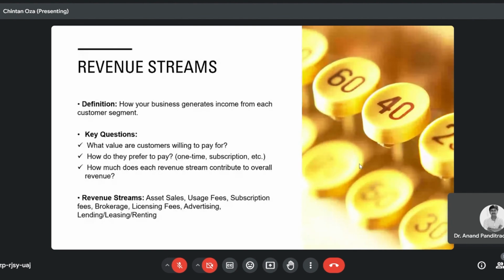To develop this component, this pillar, the question we should ask is what value are customers willing to pay for? How do they pay? Is it one time purchase or recurring purchase? What is it? What do they do? And how do they do? How much does each revenue stream contribute to overall revenue?